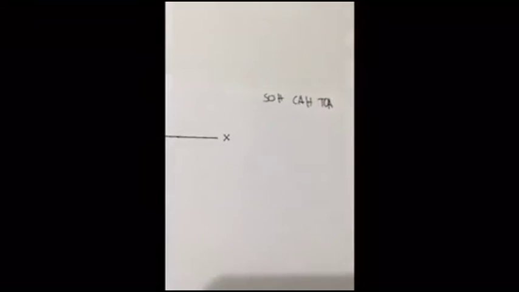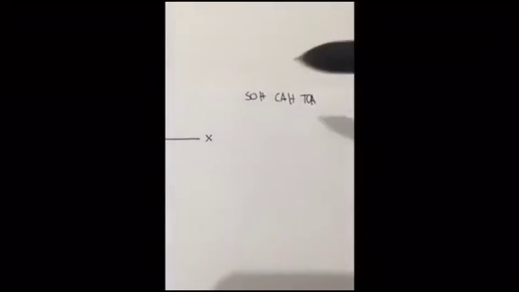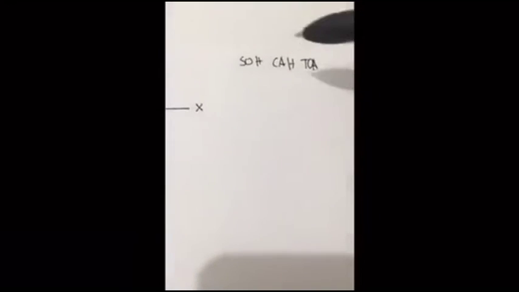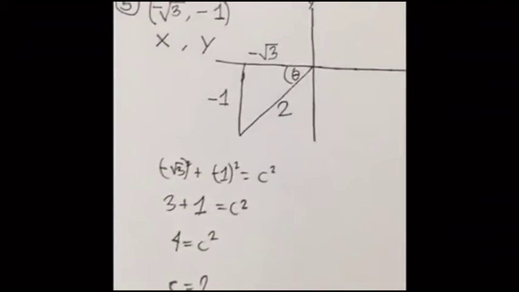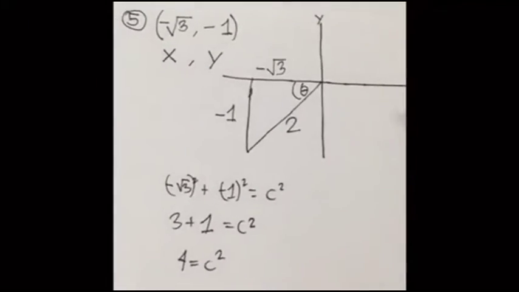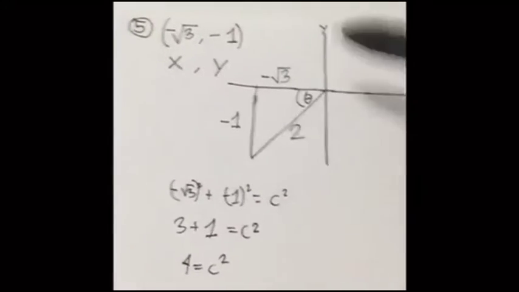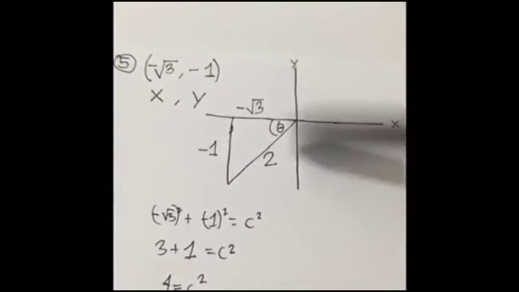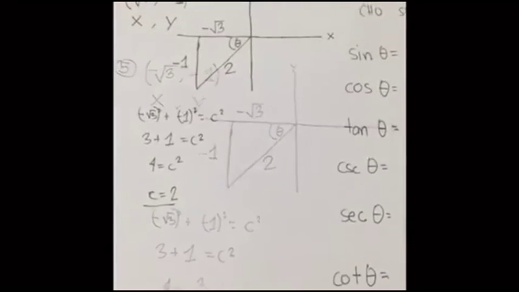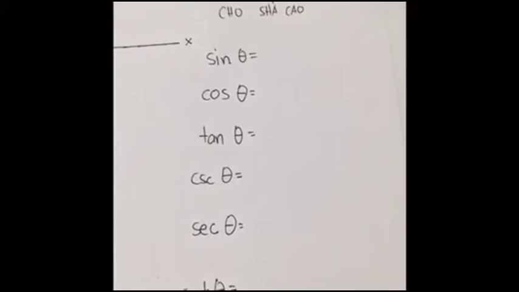SOHCAHTOA. That means sine, cosine, and tangent. And if you want to get the cosecant, the secant, and the cotangent, we must do the reciprocal of these 3 keywords here. So I'm just gonna put here cho, sha, cow. Now remember, the hypotenuse here always has to stay positive. It doesn't have to be a negative, even though it is on the negative side of this x and y axis. Remember, it's always positive. So we are going to be finding the 6 trigonometric functions.